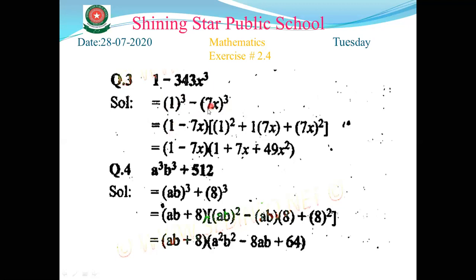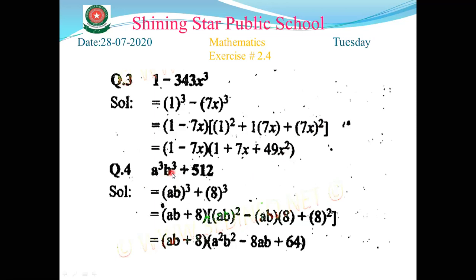a is 1, b is 7x. a square plus ab, 1 multiplied by 7x, plus b square, b is 7x. Now, 1 square is 1, 7x multiply 1, 7x, 7 square is 49, x square is x square, which is your required answer. Simple.